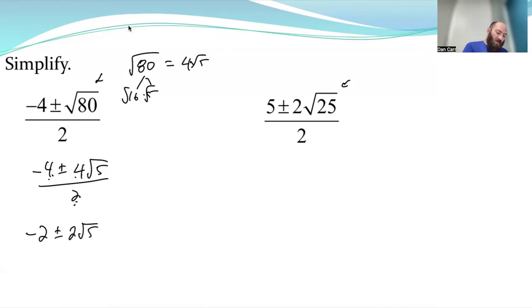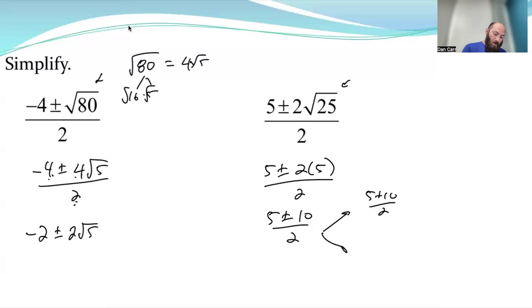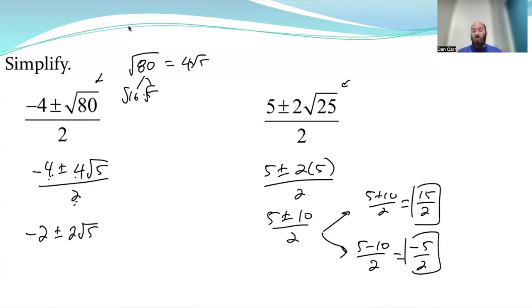Over here, if I evaluate the square root of 25 as 5, this turns into 5 plus or minus 2 times 5 over 2, which is 5 plus or minus 10 over 2, which I can do in one of two ways. Option 1 is to do 5 plus 10 divided by 2, and then I go through and do 5 minus 10 divided by 2. Actually, no, never mind, not two ways. I could technically take 5 divided by 2 and 10 divided by 2, but that doesn't make sense in this case. So here we get 5 plus 10 is 15 over 2. Here we get a negative 5 over 2. And that's my two answers here for that simplifying.